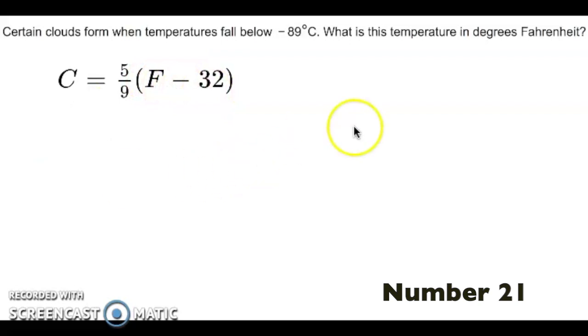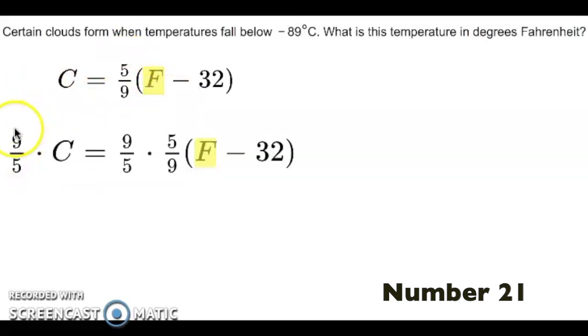So since we're looking for it in terms of Fahrenheit, we have to solve for F, so highlight the F. Now to get the fraction away, we multiply both sides by the reciprocal. So multiply 9 over 5 times C equals 9 over 5 times 5 over 9, all times F minus 32. A fraction times its reciprocal gives you 1, so these two fractions are going to go away. And we'll have, on the left, 9 over 5 C equals F minus 32.